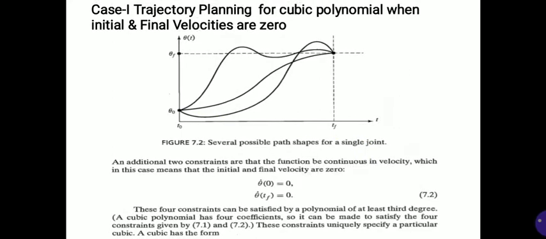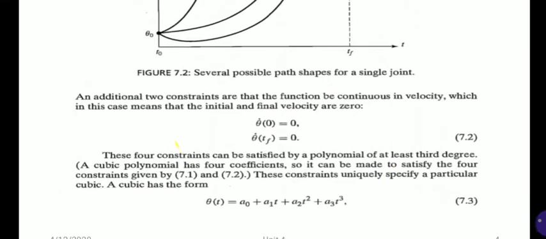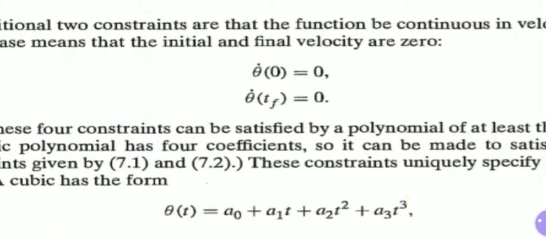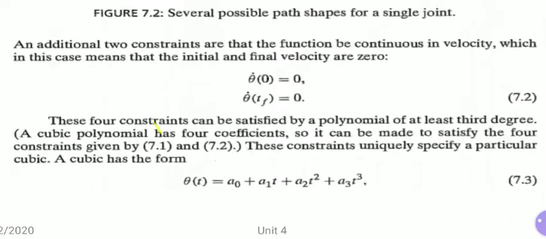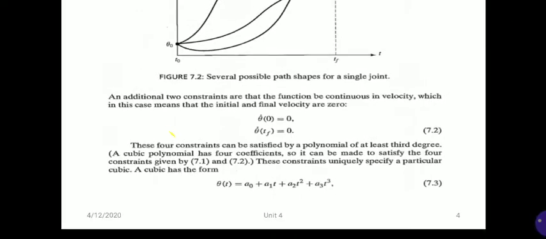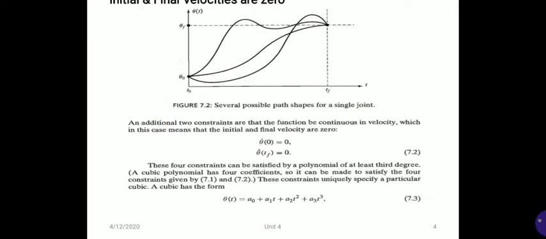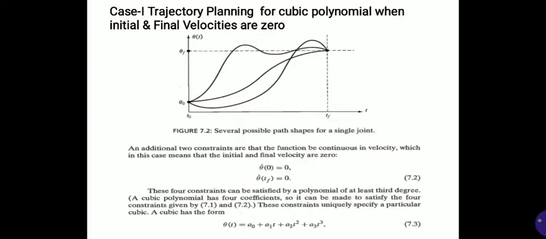Now, how do we find out this plot of angular velocity and angular acceleration? For that we have the equation of the cubic polynomial: theta of t is equal to a0 plus a1 t plus a2 t square plus a3 t cube. This equation defines the angular displacement of your robot manipulator, and it is a function of time t. Now here is case 1 that we are discussing.